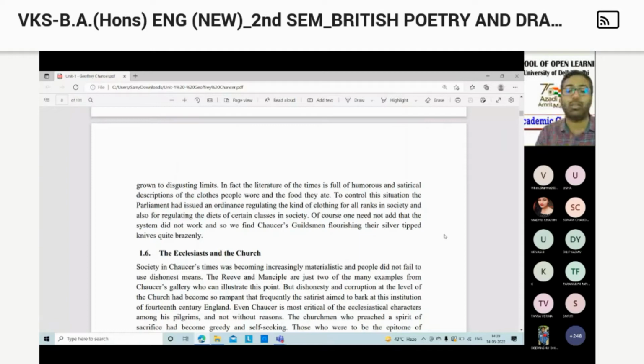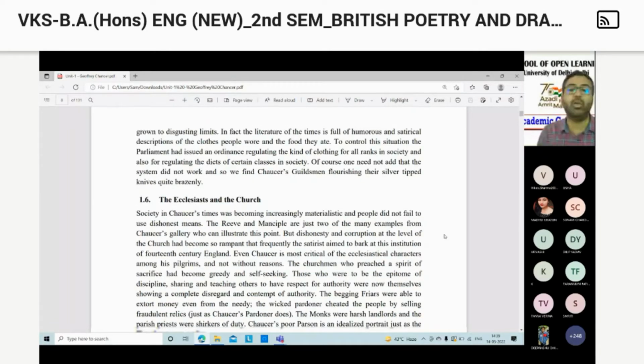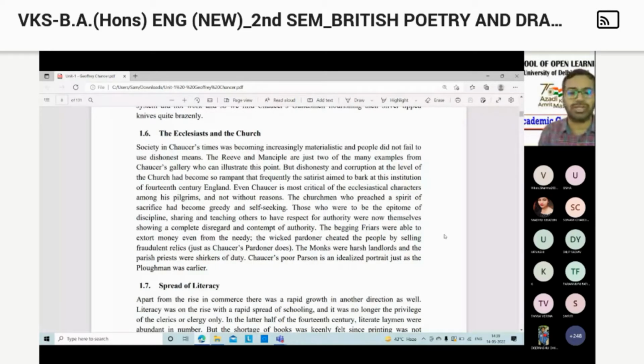Then the third factor was the ecclesiasts, the people who work in the churches: the fathers, the friars, the reeve, the monks. All these people are part of the church. They are also part of the general prologue of the Canterbury Tales. So they were the people who had become corrupt. They were selling religion for their own benefit.